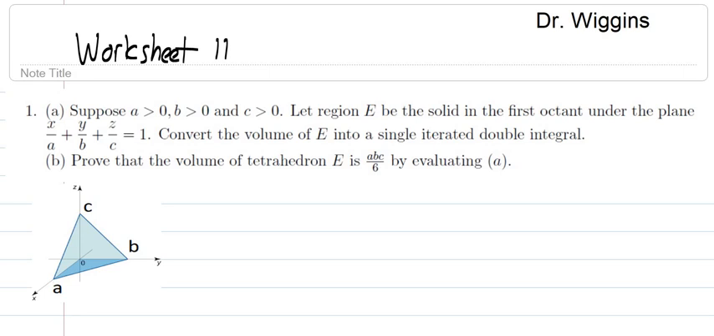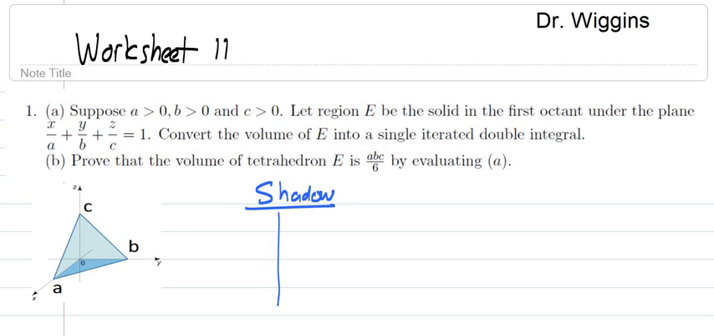So we want to convert the volume of the tetrahedron into a single, that means one, iterated double integral. All right. So the first task is to say, if we look at the shadow of the solid on the xy plane, what does it look like? So let's start off by working out the shadow.